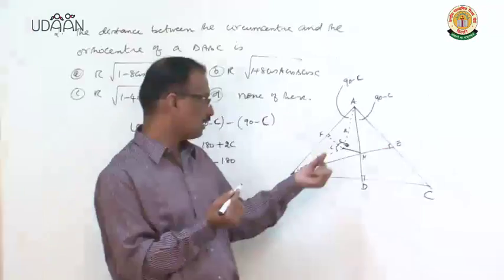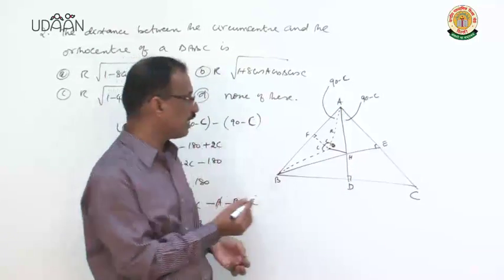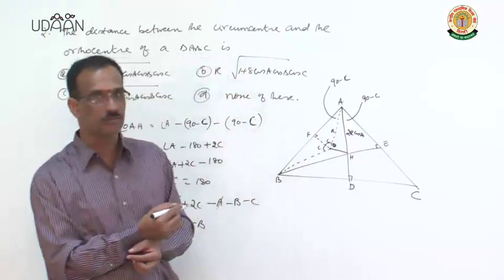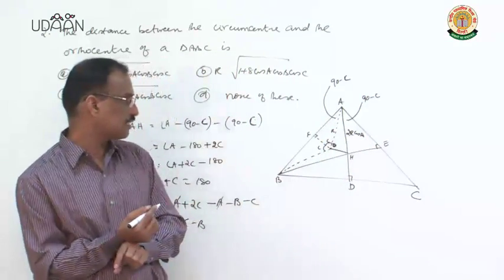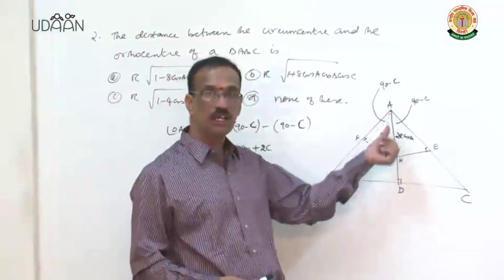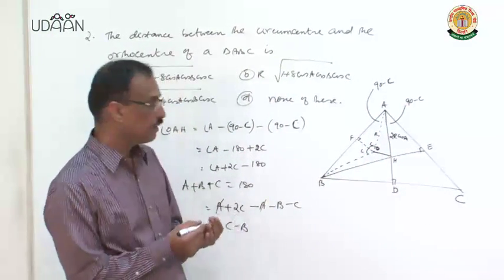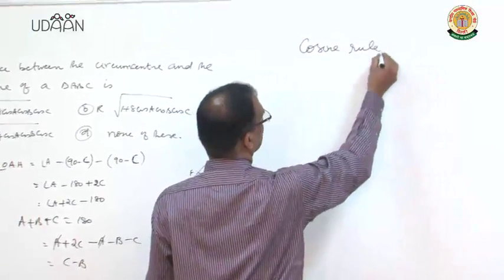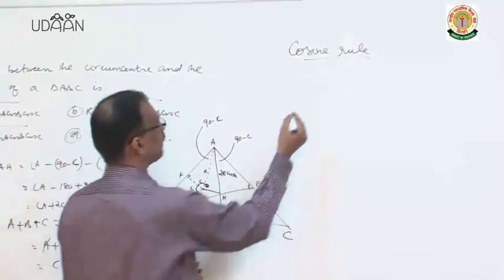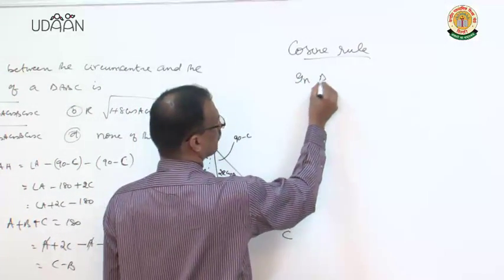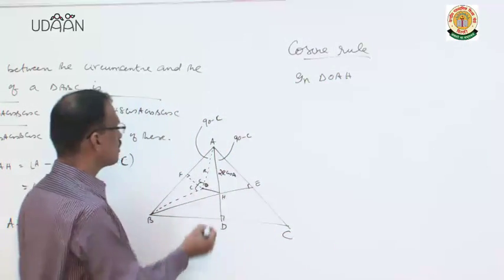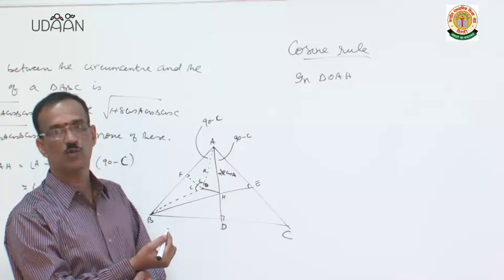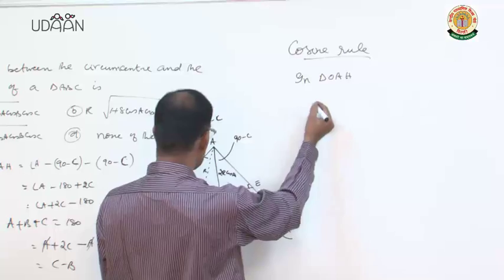Okay, so now what is AH? AH is equal to 2R cos A. Already we have seen that this length is 2R cos A. Now we get angle OAH is equal to C minus B. Now let us apply the cosine rule in triangle OAH. This one we know is R, this one we know is 2R cos A. We want to find out what OH is.